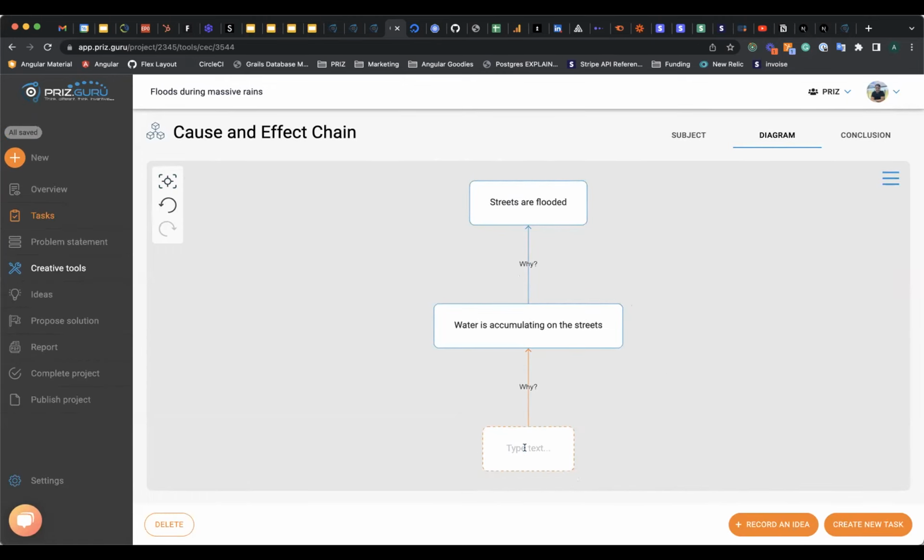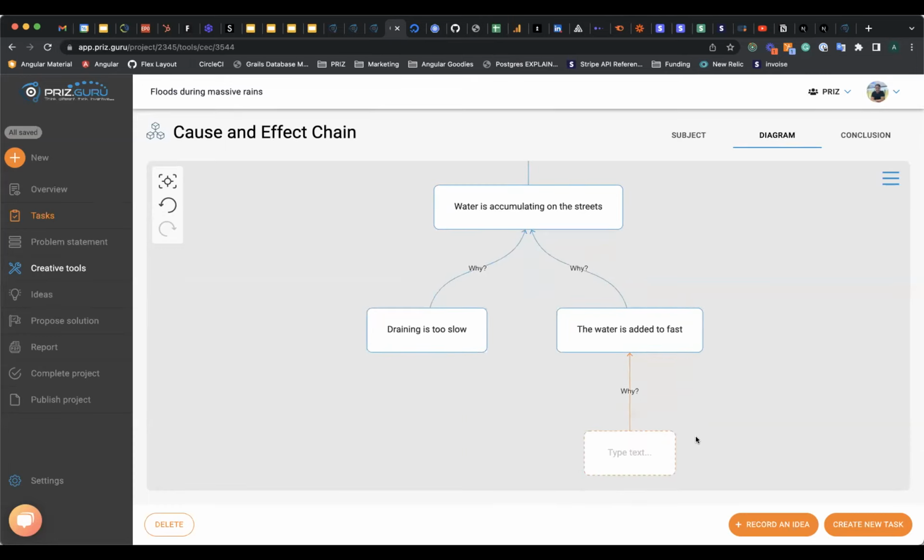Draining slow. It's too slow. It's slow. I think there is another one. The water is coming too fast. The water is added too fast. Okay. And why is water added too fast? Because of strong rain. Strong rain. Actually, nothing to do with it.